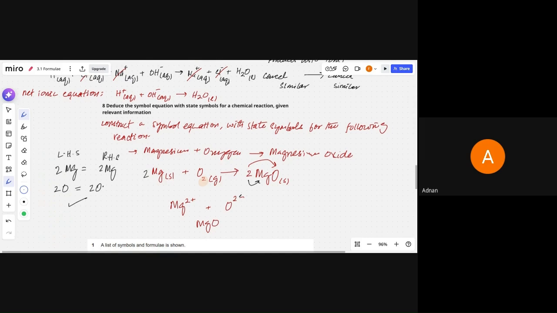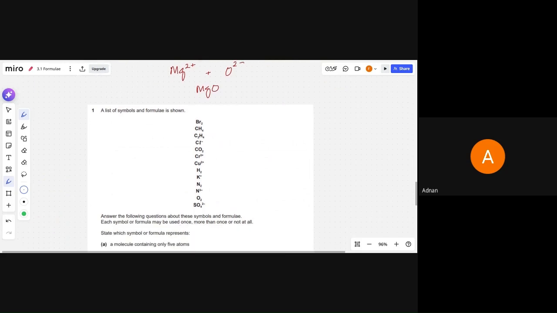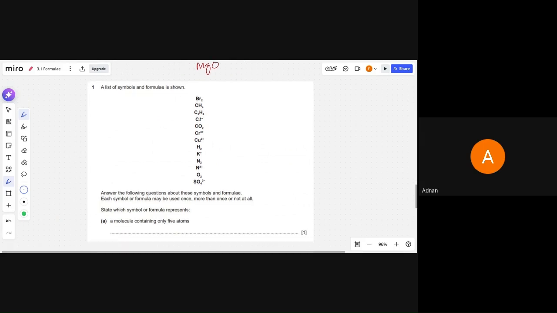Okay, so now time to solve some questions. These are very important questions. I was able to find some really good ones. So the first one says that a list of symbols and formulae is shown, and you answer the following questions about these symbols and formulae. Each symbol or formula may be used once, more than once, or not at all. State which symbol or formula represents a molecule containing only 5 atoms. So this is a very tricky question.